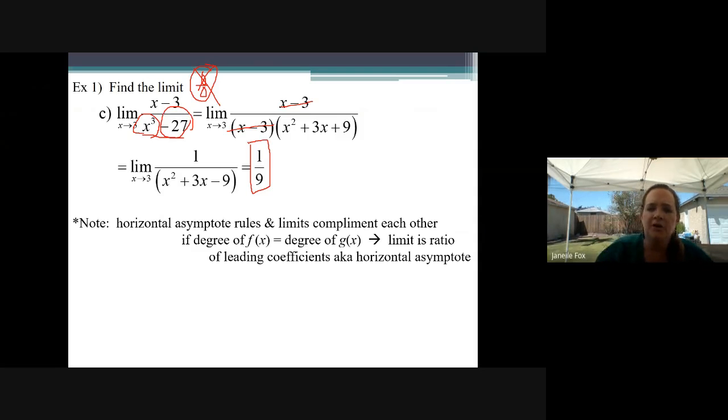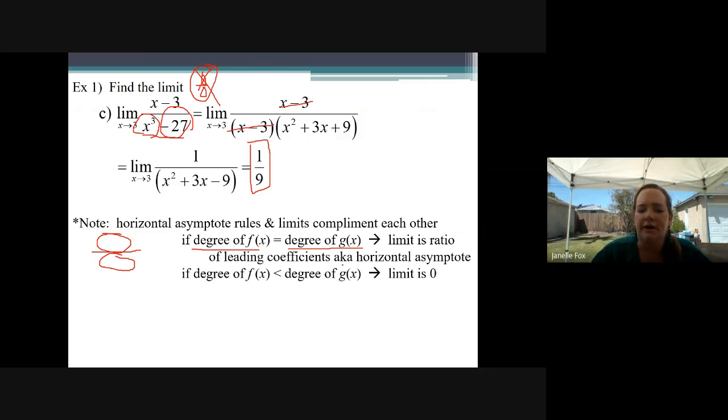So if you're looking at a rational expression, where you have a polynomial on top of a polynomial, you're going to think to yourself about the degrees. If the degree of your f of x equals the degree of your g of x, your limit is going to be the ratio of the leading coefficients, which is also basically the horizontal asymptote. We did one of those examples yesterday.